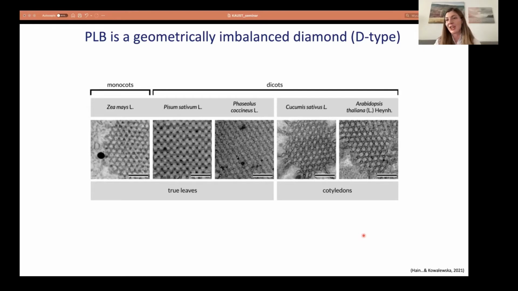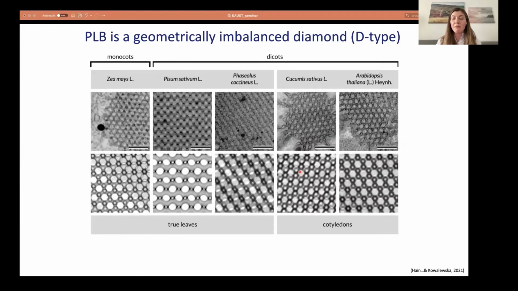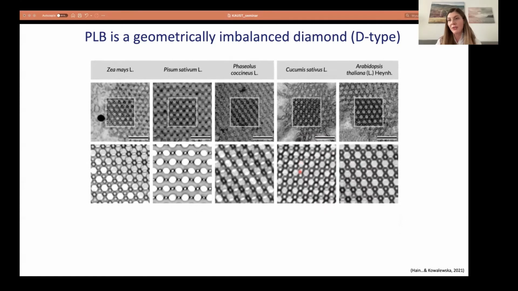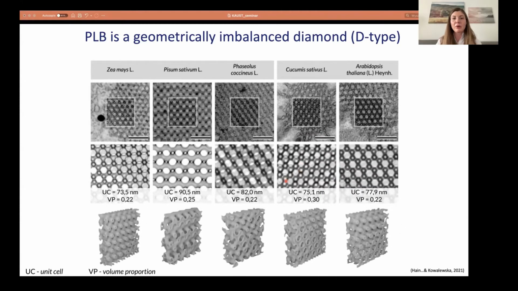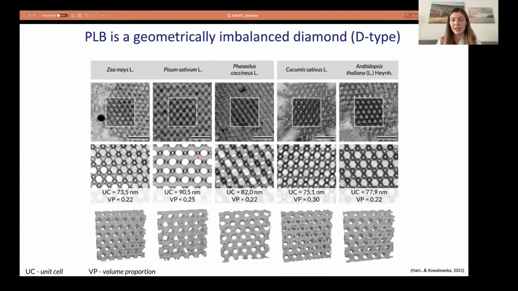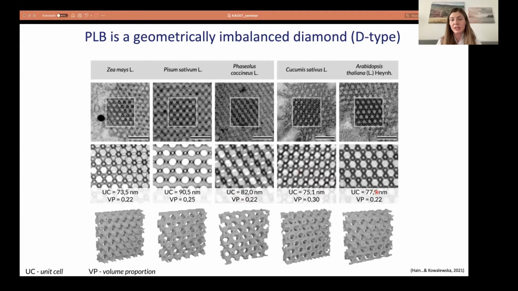To not only check this on the one example that you saw before, we checked this in many different plant species. Here you can see some of the examples. We checked the monocots and dicots. We checked the prolamellar bodies formed inside true leaves, but also inside cotyledons. And we matched those structures with the diamond surface with high accuracy. We were able to recognize that the single unit cell size is quite constant, varying between 73.5 to 82 nanometers, and the volume proportion, so the proportion of those two channels, is also quite constant, from 0.22 to 0.3.